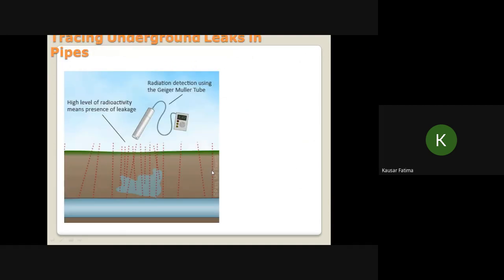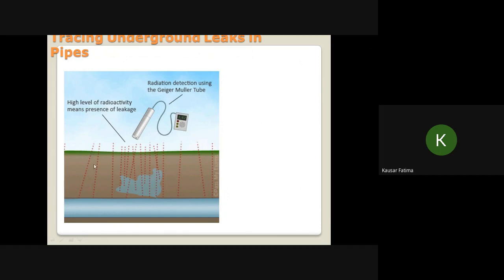Another use is tracing underground leaks in a pipe. Here this is the GM tube which is monitoring from the outside, and this is the pipe which has some leaks. A high level of radioactivity means the presence of a leakage. So suppose here the amount of radiation emitted is higher, it means there is a leakage present in this area. Here the amount of radiation received is less.